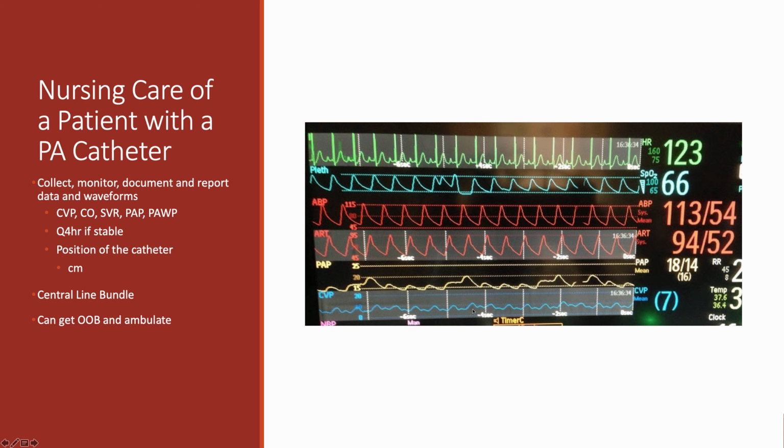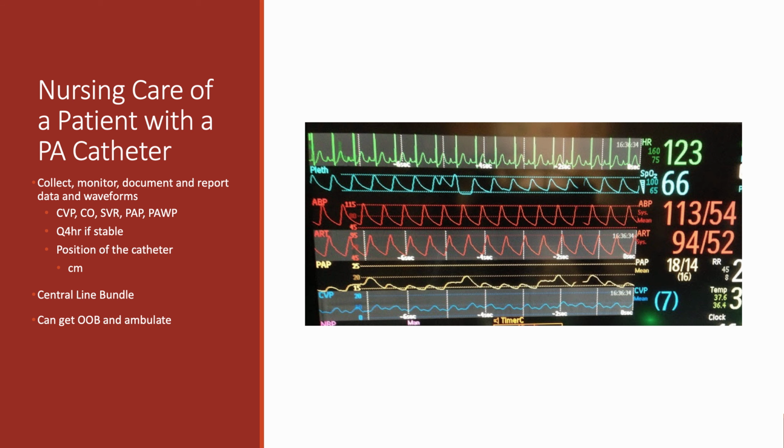Okay. And then what about a patient with a pulmonary artery catheter? Well, very similarly, we're going to monitor all those things. Typically, we do them every hour while the patient needs it, if they're in shock or right out of the operating room. And then later on, we go to Q4 hours as needed. We keep the position of the catheter correct.